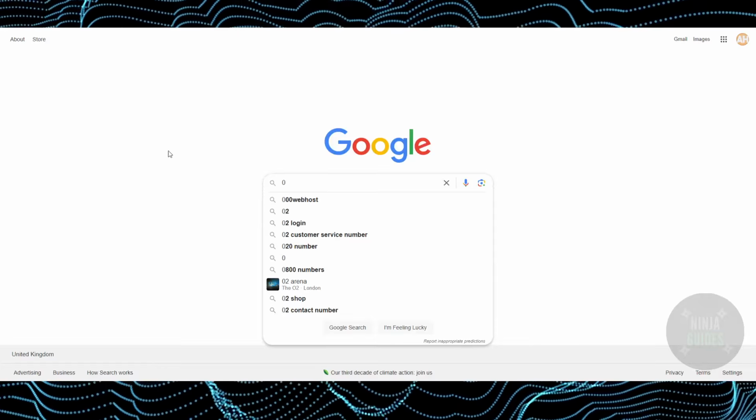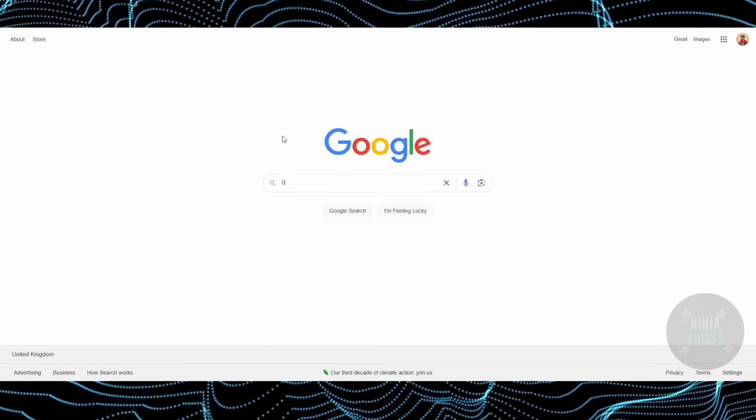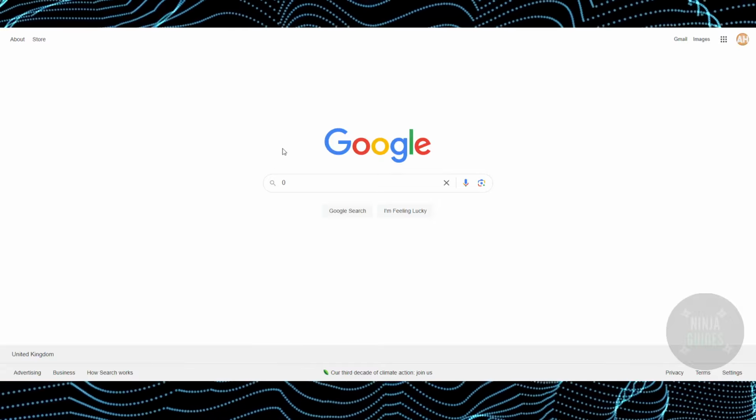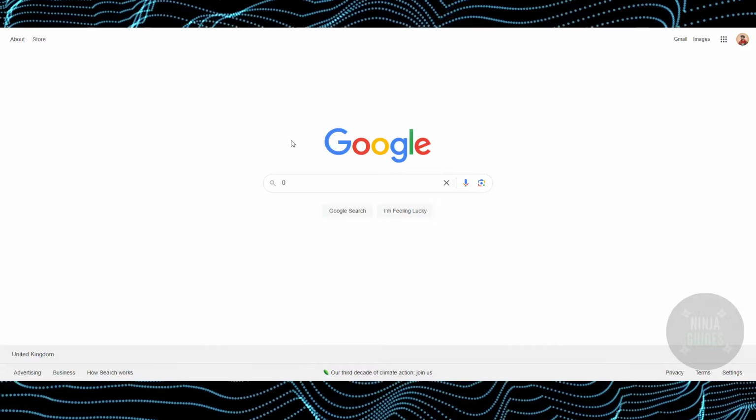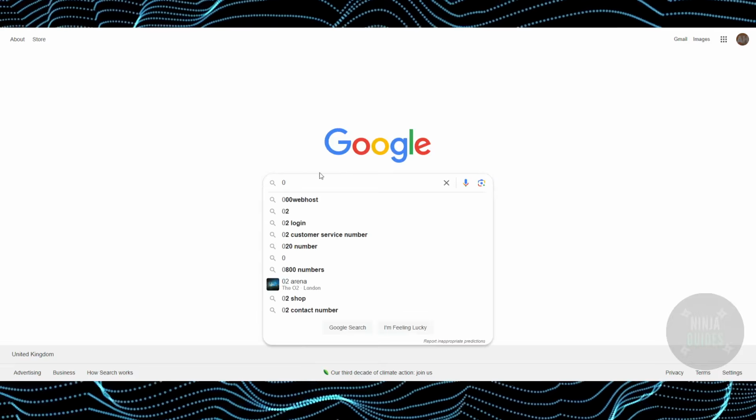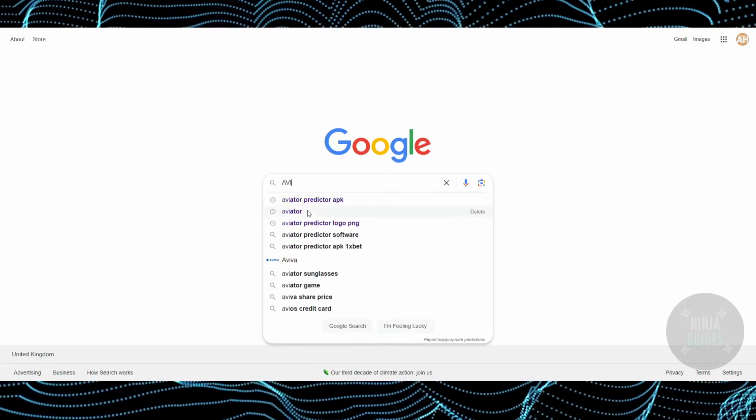What is up, guys? Today we will talk about whether you can download the Aviator Predictor app with the activation code. Well, unfortunately, this thing is not possible. First of all, we need to know what Aviator is.